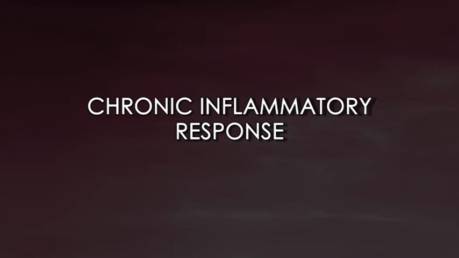Chronic inflammatory response. A chronic inflammatory response develops when antigen persists for a long time. Some microorganisms are able to evade clearance by the immune system, for example, by possessing cell wall components that enable them to resist phagocytosis. Such organisms often induce a chronic inflammatory response which results in significant tissue damage.